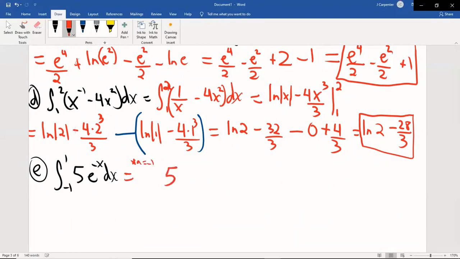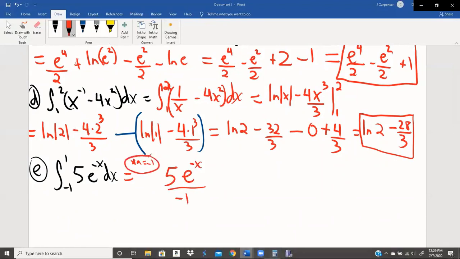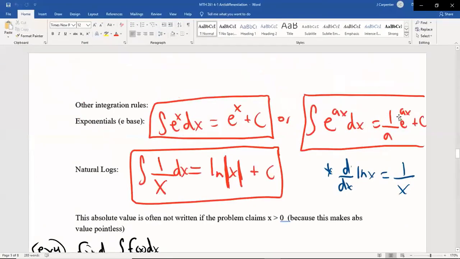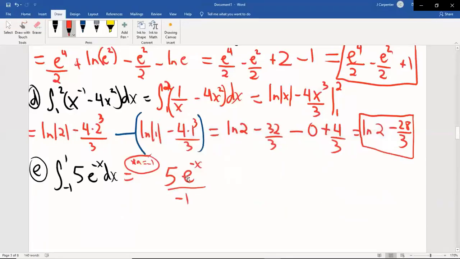The 5 out front, just leave it. The e to the negative x stays e to the negative x when we integrate that, but then we also have to divide by the -1. Again, because this a was a -1, the formula states that's still in the exponent, but you also divide by that value. If you don't trust this, take the derivative of what you get, and you should go back to the original 5e to the negative x.